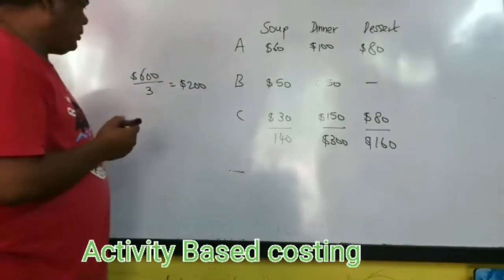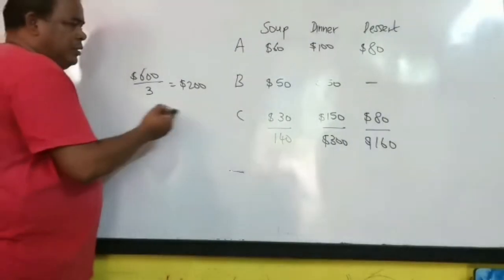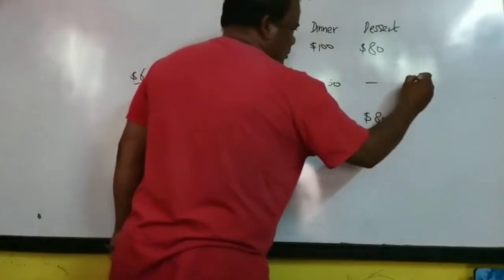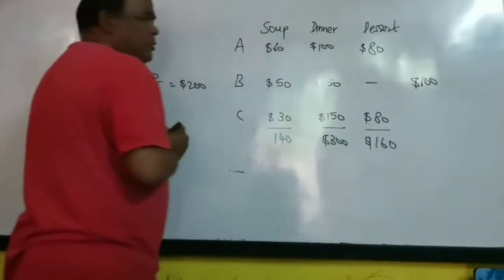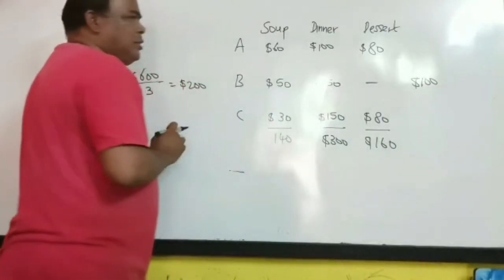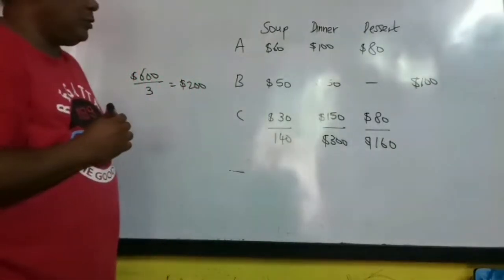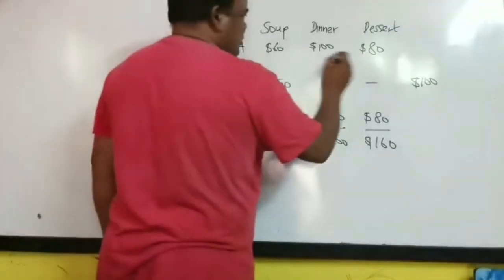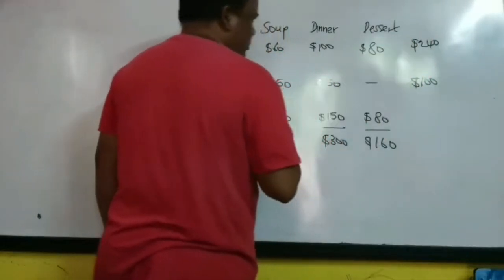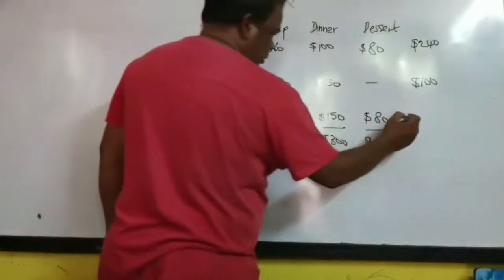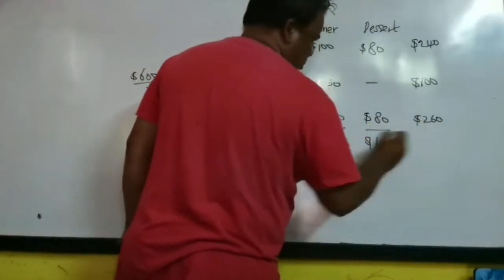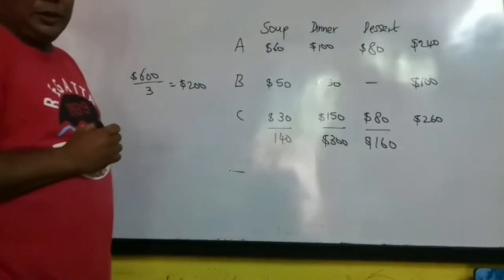But internally, B is thinking he has to pay only $100 because he has taken soup and dinner costing $50 each. And A has to pay $240. And C has to pay $260. Okay, now what happened?